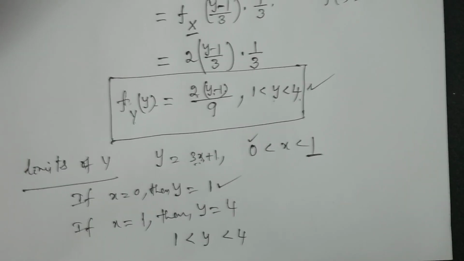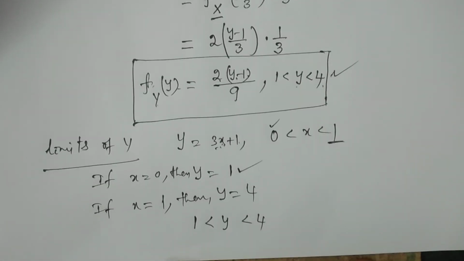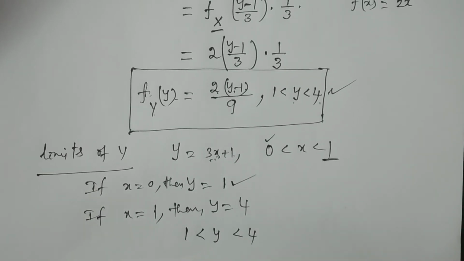So hope you understand. This is the one variable Jacobian transformation method. I have explained it with an example. If possible, I will try to explain one more example in the next session. Thank you so much.